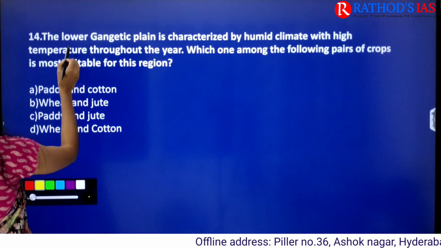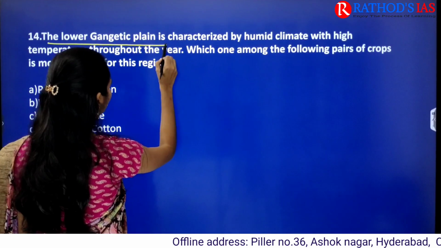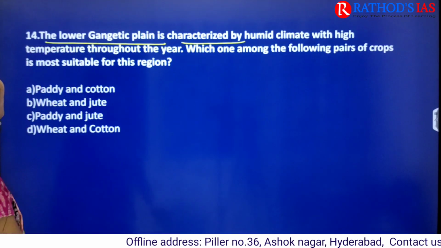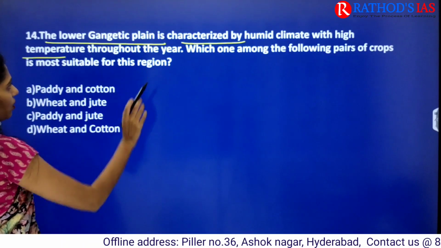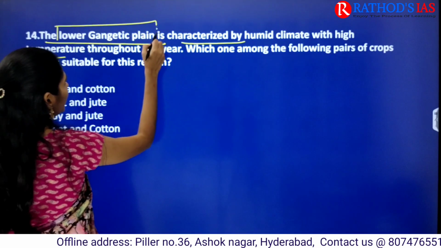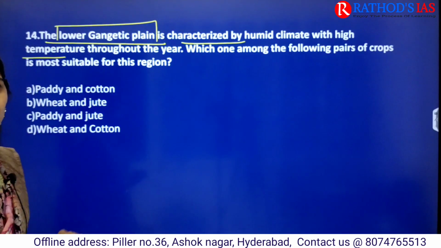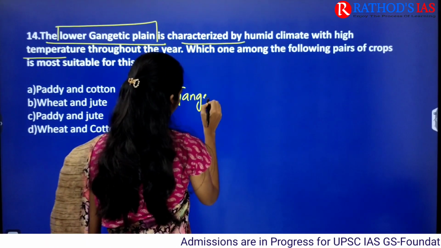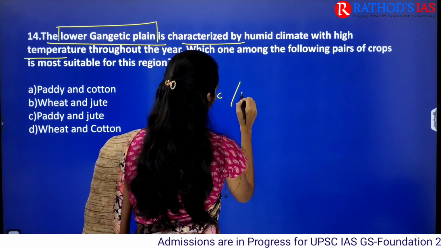Okay, so the next question is: lower Gangetic plain is characterized by humid climate with high temperature throughout the year. So it is talking about the Gangetic plain. Okay, so the Gangetic plain is also called the northern plain.